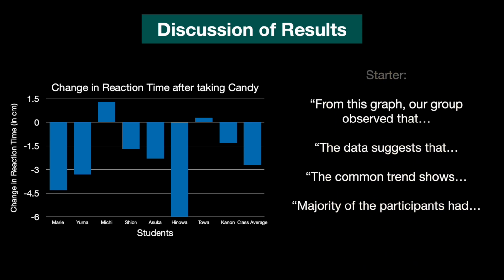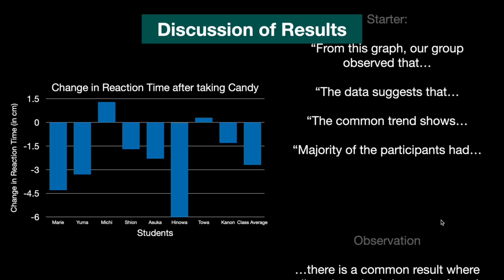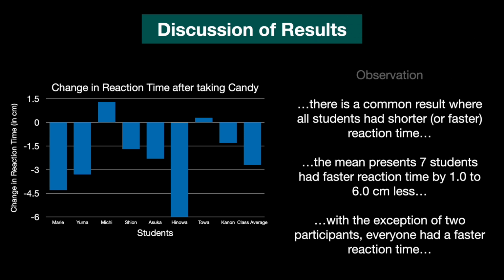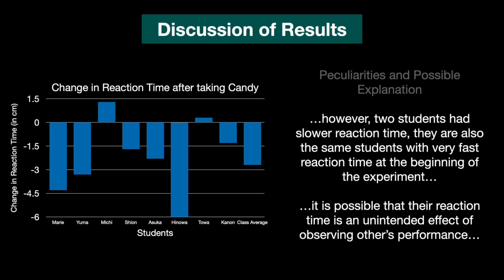Sometimes you will have to use some sentence starters like, "From this graph, our group observed that the majority of the participants had..." Then you will follow it up with what did you observe or what did you see? Okay, so with the exception of two individuals, everyone had a faster reaction time. And after you say your sentence starter and your observation, you end it with your peculiarities or possible explanation.